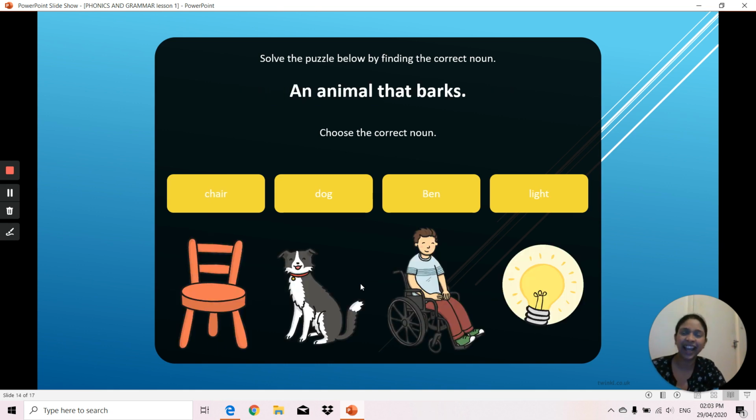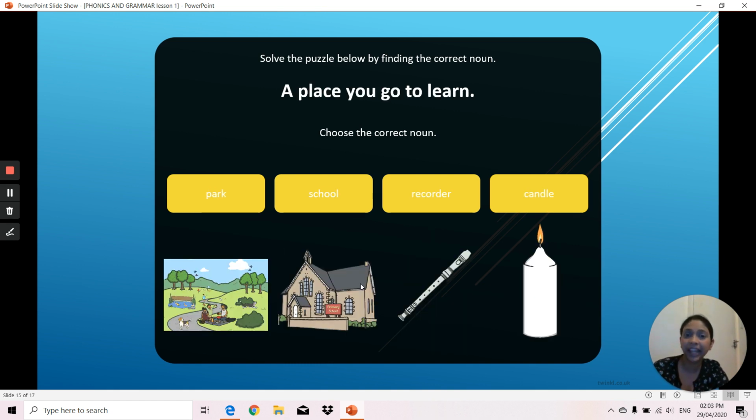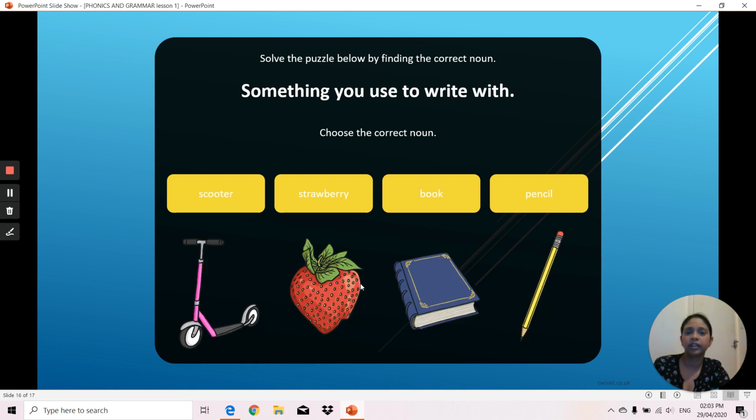Your next one is an animal that barks. Is it a chair, a dog, pen, or light? Your next one is a place you go to learn. Is it a park, a school, a recorder, or a candle? And your last one is something that you use to write with. A scooter, a strawberry, book, or a pencil.